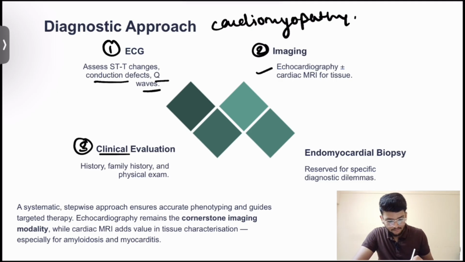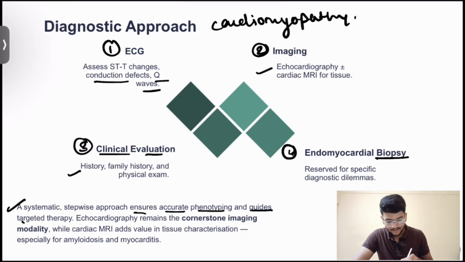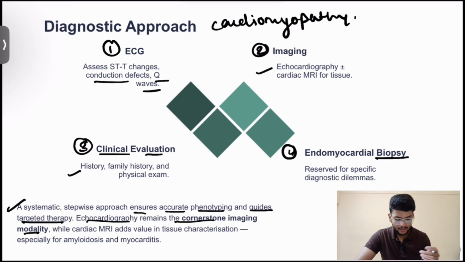We have the clinical evaluation, where the history, the family history, and the physical examination can help to diagnose the cardiomyopathy. Next, we have the endomyocardial biopsy, reserved for specific diagnostic dilemmas. A systematic stepwise approach ensures accurate phenotyping and guides targeted therapy. Echocardiography remains the cornerstone imaging modality, while cardiac MRI adds value in tissue characterization, especially for amyloidosis and myocarditis.